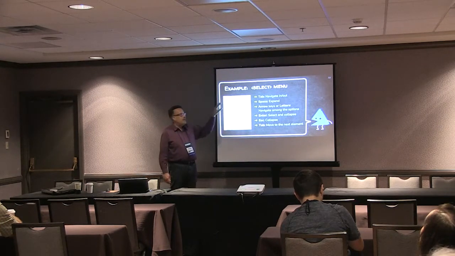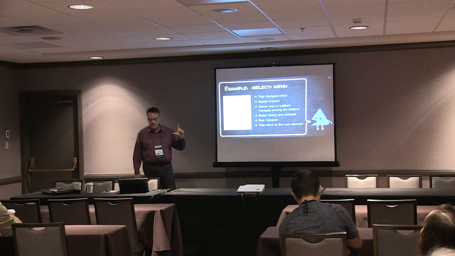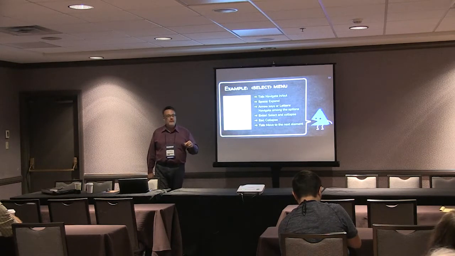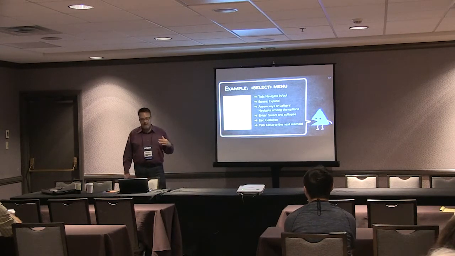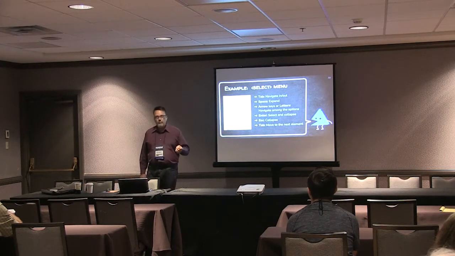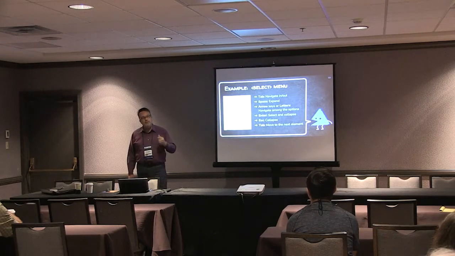We navigate into it with the tab key. The space bar expands it. We can use the arrow keys to go up and down the options. We can hit a letter to skip ahead in the options to the option beginning with that letter. If we hit enter, that's going to select the option we're on and collapse the menu. If we hit escape, that's just going to collapse the menu.